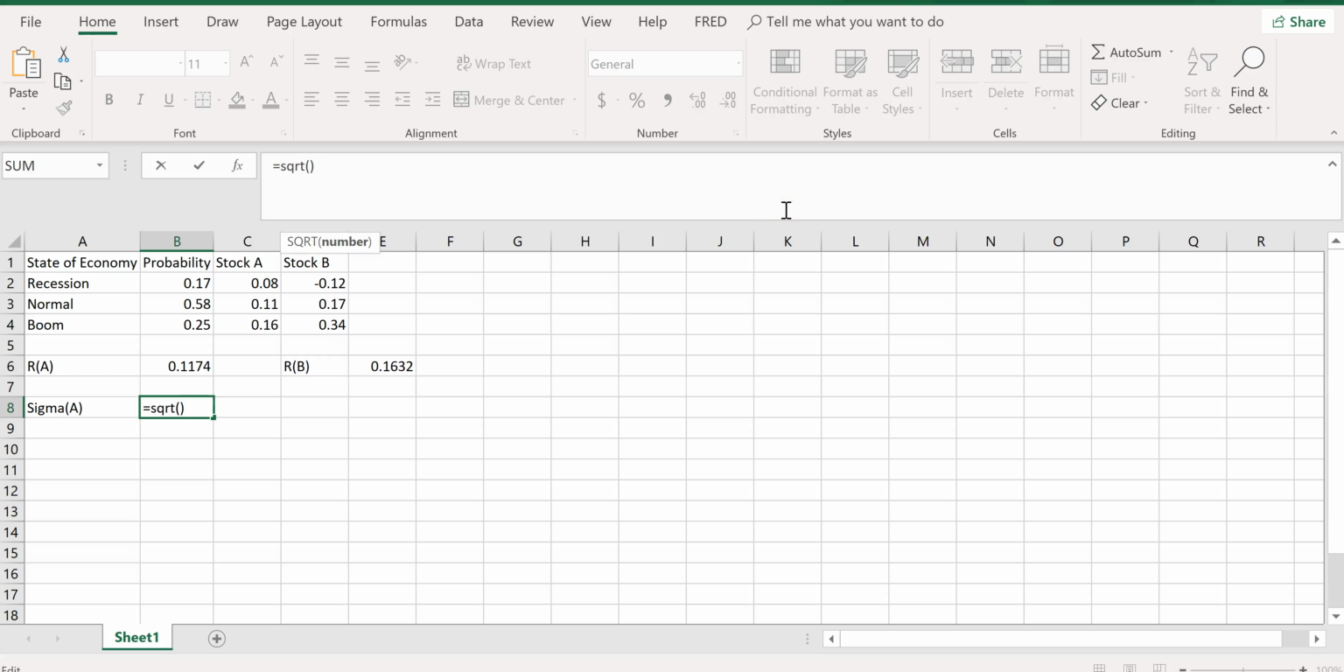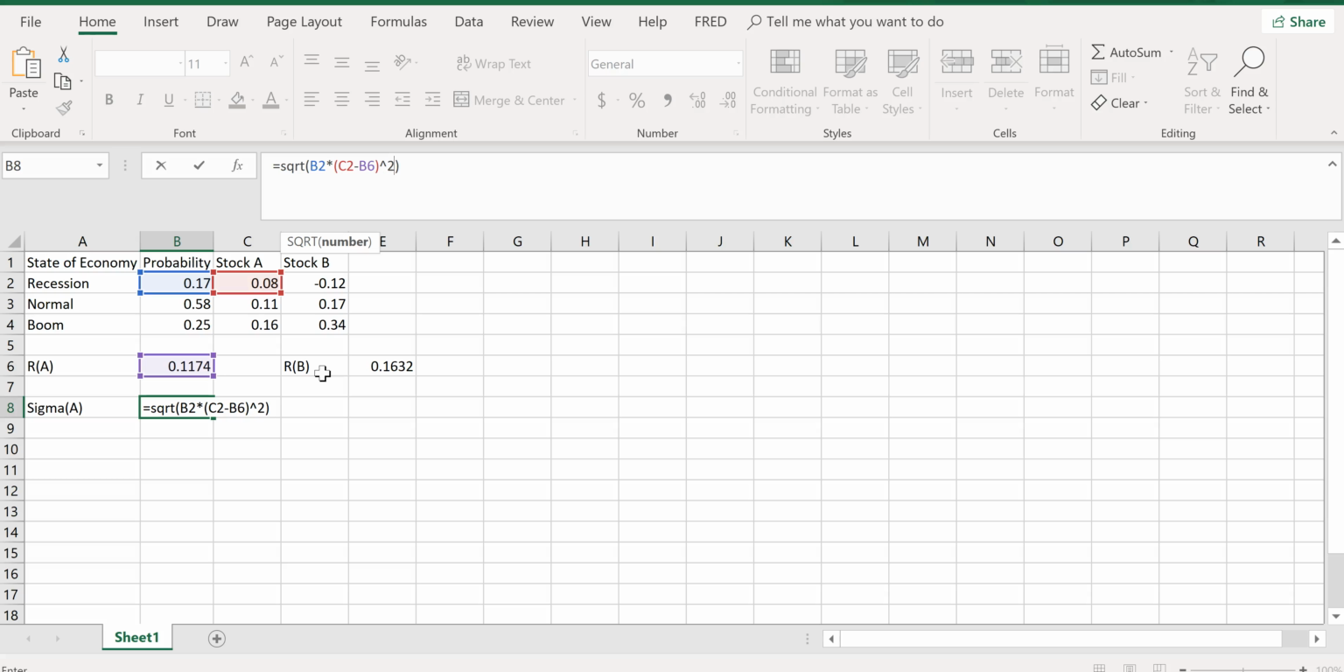So then we take the probability. Remember, we take the probability under recession, and then times, and then we need to multiply by the squared deviation. So we first do the deviation calculation. So the deviation for stock A under recession, the return under recession minus the expected rate of return for stock A, and then close that parentheses and take the square of that.